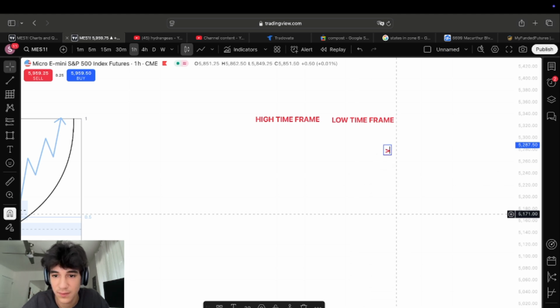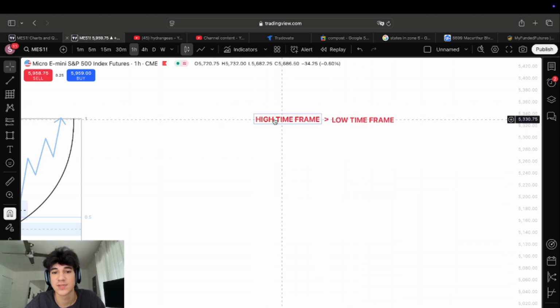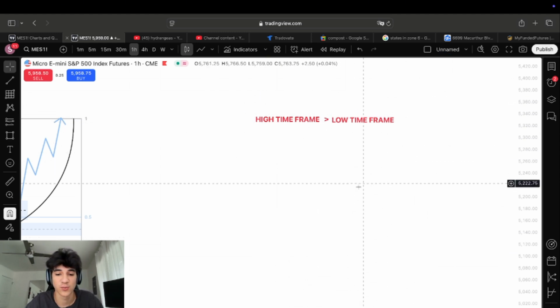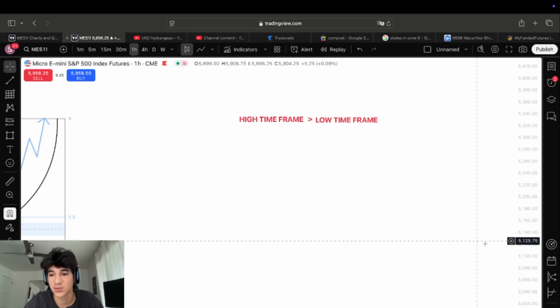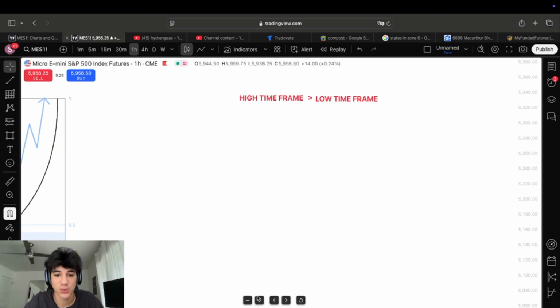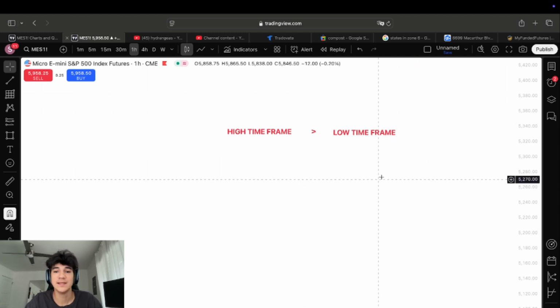Another thing to remember though is high time frame holds more power. The reason why I'm saying that is because whenever we get into the actual chart, I will show you the two correlating.